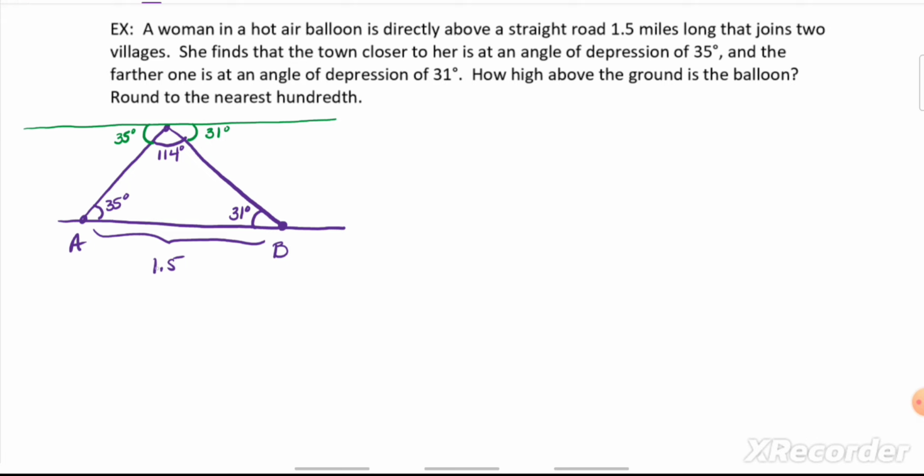I now have a known pair with my 1.5 distance and my angle of 114. And I'm going to find one of the sides. It really doesn't matter which one we find, the distance from the balloon to A or the distance from the balloon to B. I'm going to find the distance from the balloon to A. So this will be our second known pair that we can write a proportion for.